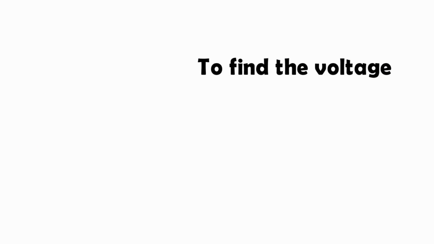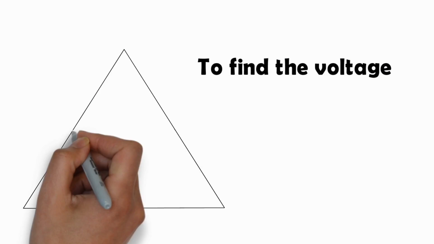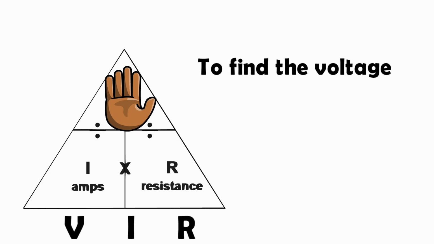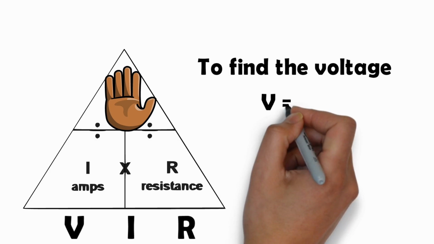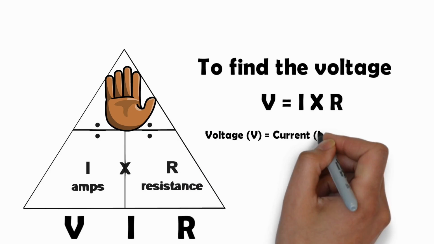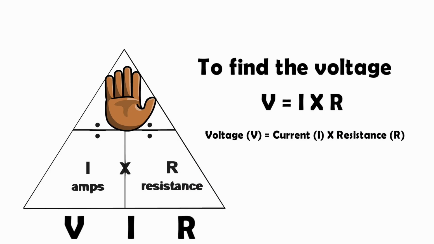To find the voltage, just remember the Ohm's triangle, which comprises the letters V, I, R. V on top, I on the lower left, and R on the lower right side of the triangle. Since we are looking for voltage, we cover up the letter V, which leaves us with I and R. Therefore, the formula will be V equals I times R, or voltage equals current times resistance.